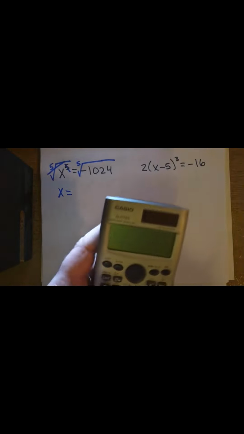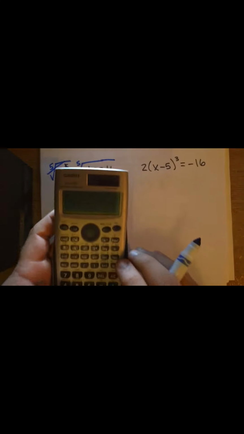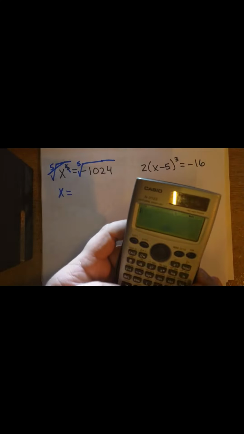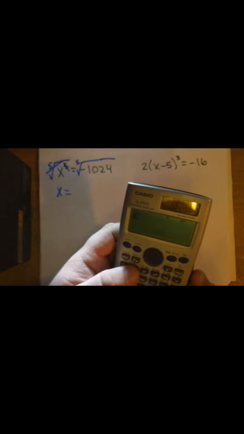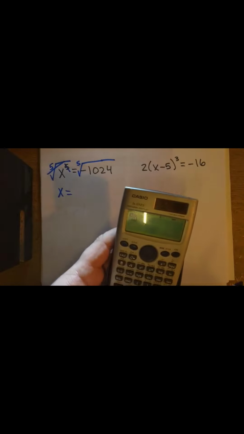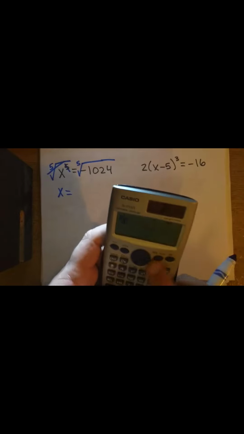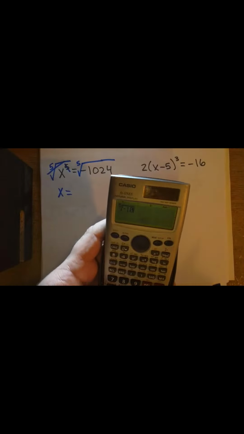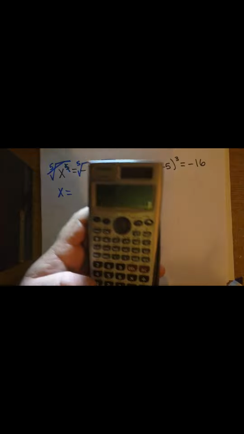We have the 5th root of negative 1024. So make sure you know how to plug that into your calculator if you don't know it. So the 5th root, sorry, the fifth root of negative 1024 is negative 4.